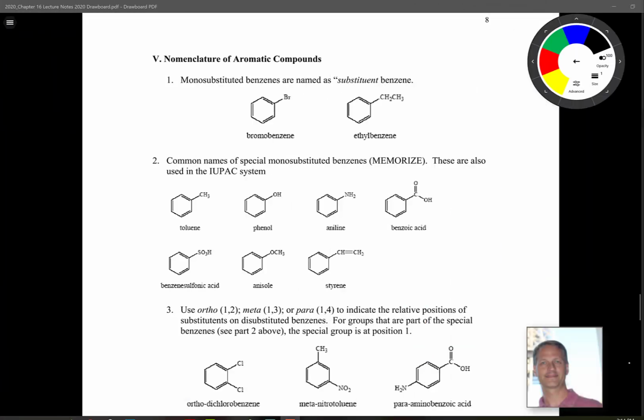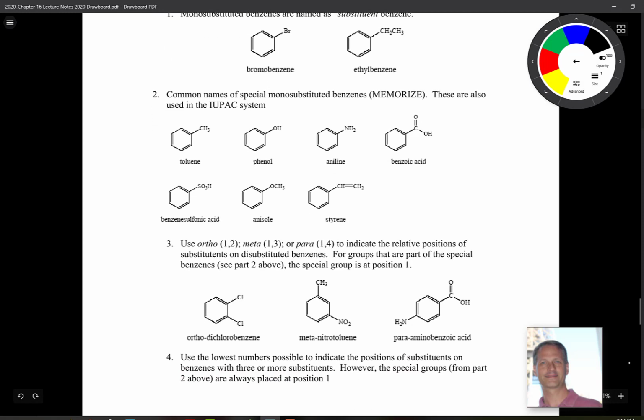So let's look at nomenclature here of aromatic compounds. We talked about how to name monosubstituted benzenes in first semester, but with just a substituent, we would call this bromobenzene. That's an ethyl, so here we have ethylbenzene. Now there are some common names that we do need to commit to memory of these monosubstituted benzenes.